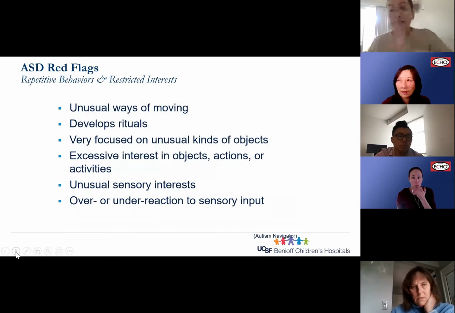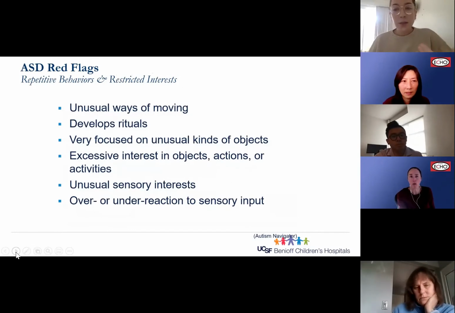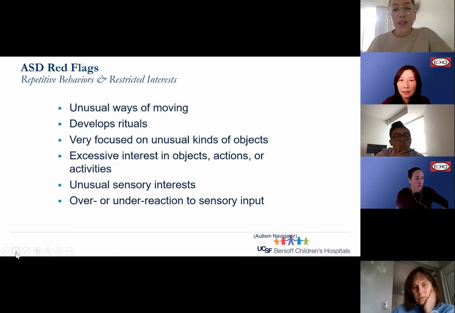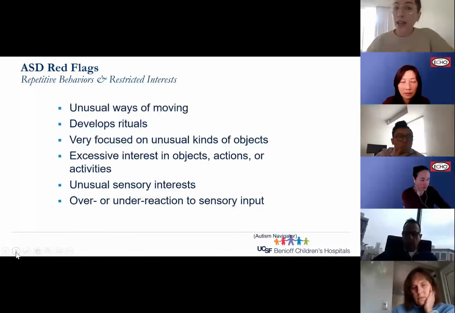And now some red flags in that second bucket, the restrictive, repetitive behaviors. So if you're observing or parents are reporting unusual movement, those might be those stimming behaviors. Some common ones may be hand flapping, certain repetitive hand gestures, jumping up and down, often going around in circles, toe walking can be a common one. So any kinds of repetitive or unusual motor movements. Developing certain rituals or patterns of behavior that are difficult to break within a routine or may cause a lot of distress or meltdowns if things aren't done in a certain order.